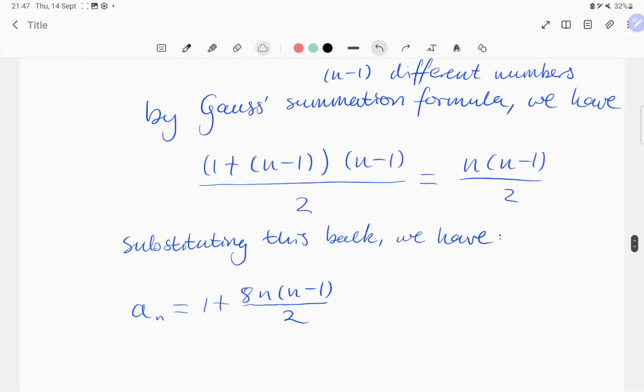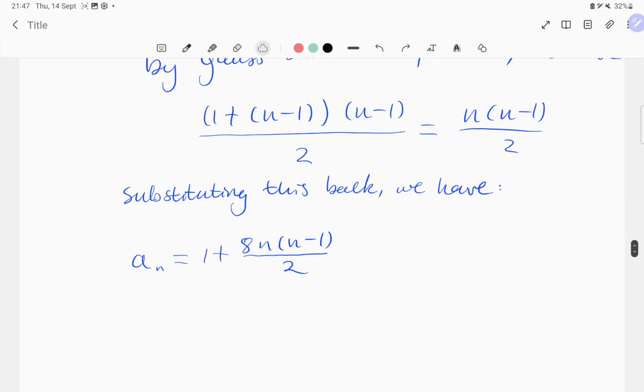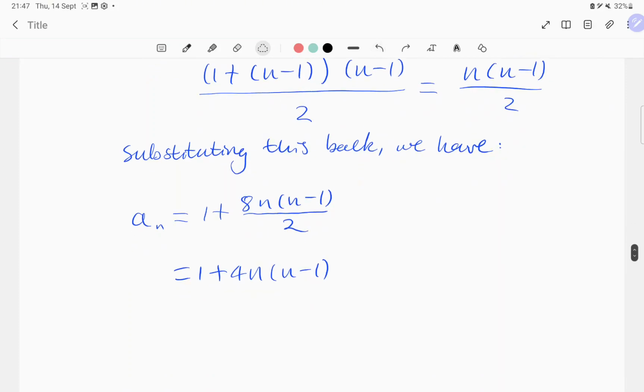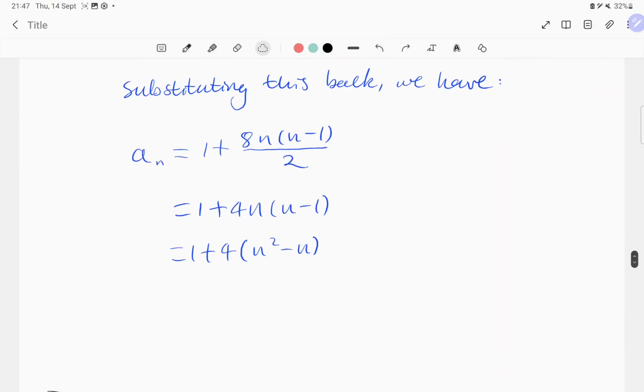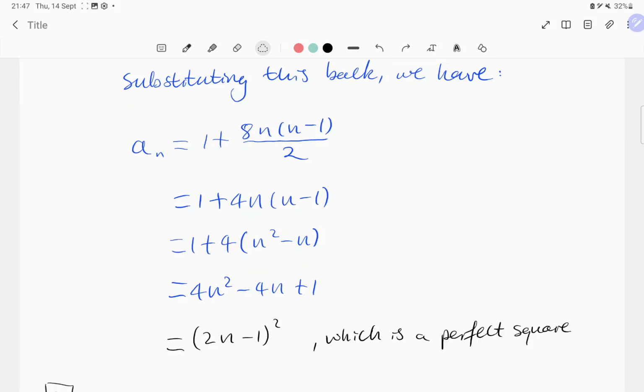Substituting back, we have an equals 1 plus 8 times n(n minus 1) over 2. This is 1 plus 4n(n minus 1). If we multiply the 4n into the brackets, we will end up with 4n squared minus 4n plus 1. This can be written as (2n minus 1) all squared, which is a perfect square, and therefore an is always a square.